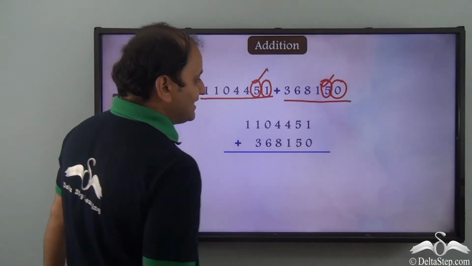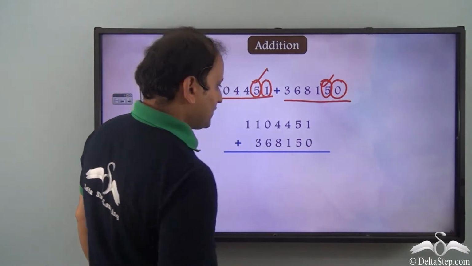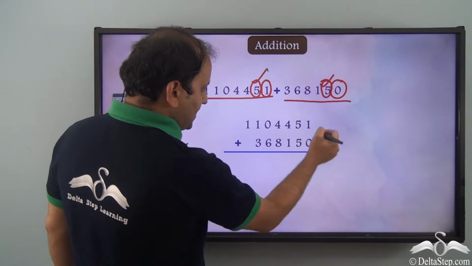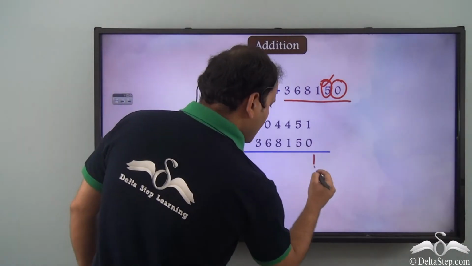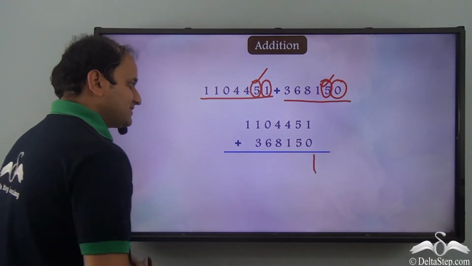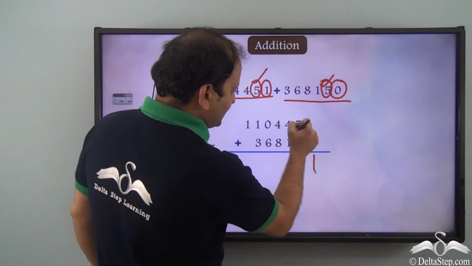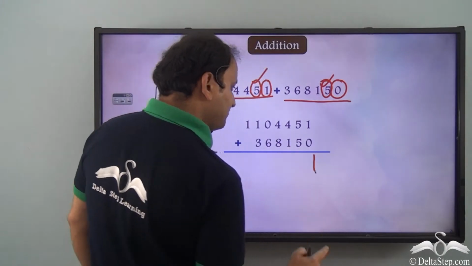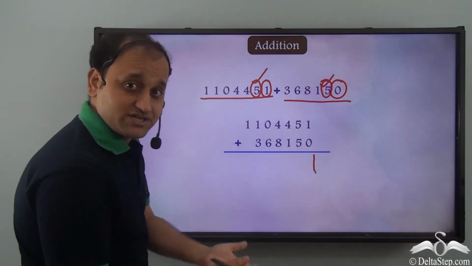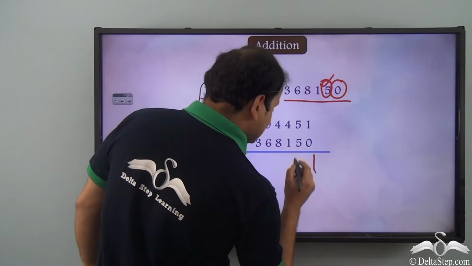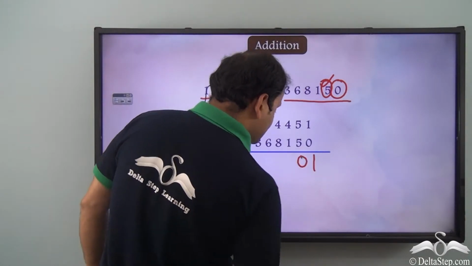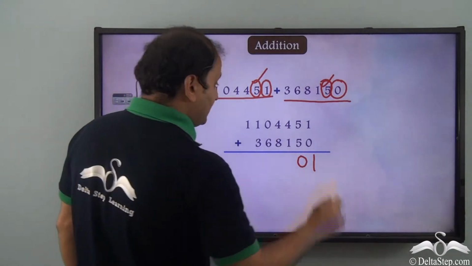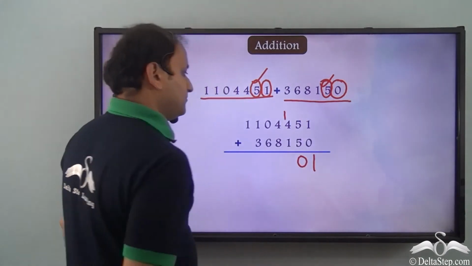So first of all, let's consider the units digits. So we have 1 and 0, that is 1 plus 0, that will be 1. Next we'll consider the tens place. So 5 plus 5, 5 plus 5 is 10, which is a 2-digit number. So we'll place the units digit 0 of 10 here, and the tens digit 1 will be carried over here.